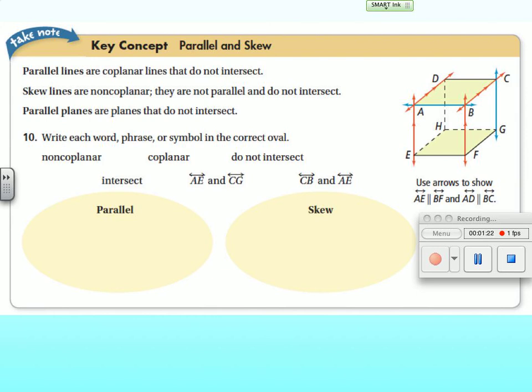You are familiar with parallel lines. You've dealt with it in algebra. They have the same slope. They're easily identifiable. They never intersect.